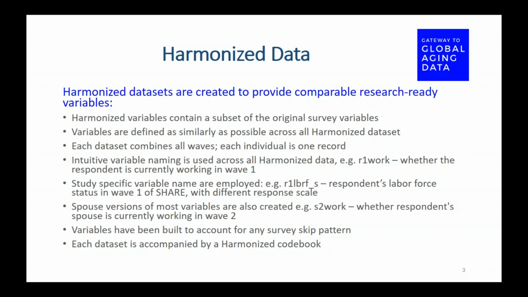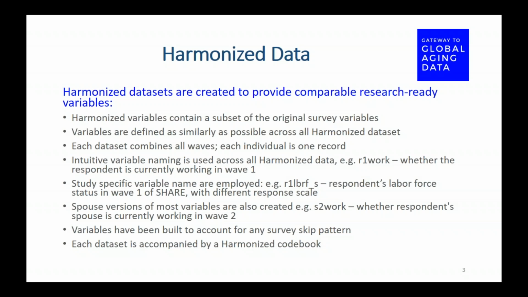So variables are defined as similarly as possible across all harmonized data sets. Each data set is a fat file, so all the waves are combined into one data set, and each individual is one record. Harmonized datasets use an intuitive variable naming convention. So for instance, a variable named R1WORK is whether the respondent, that's the R, is working at wave 1. And again, you can see using this intuitive variable naming convention how we can have multiple waves of data inside of the same data set.